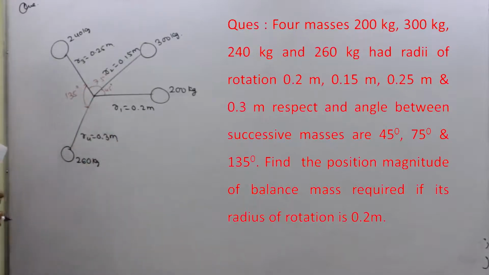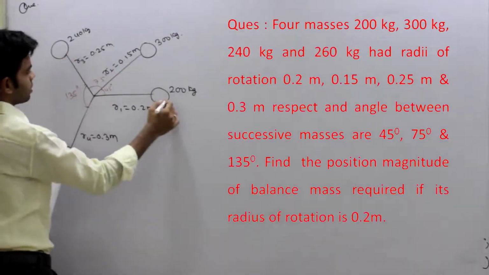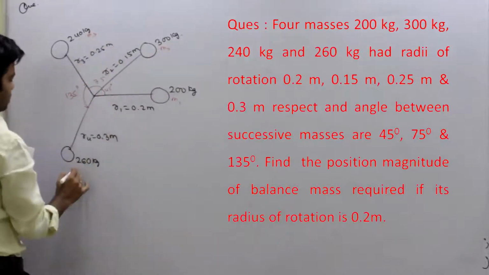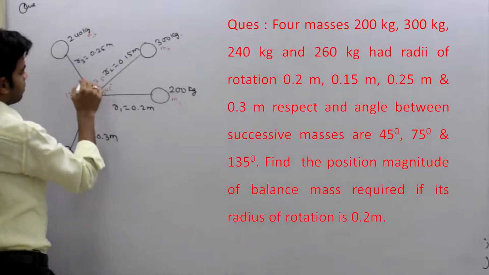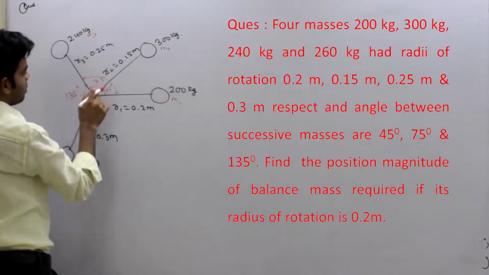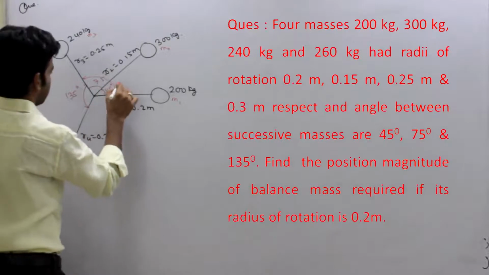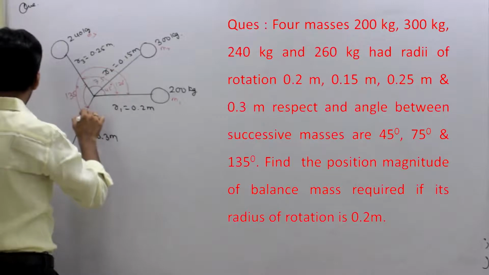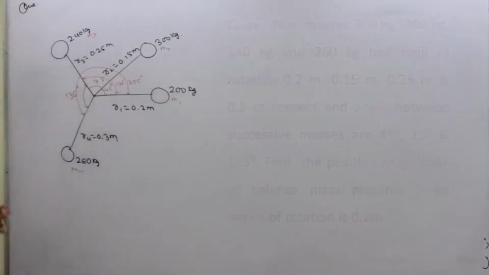Getting this or not? So from here you can conclude one thing: suppose these are masses m1, m2, m3, and m4. The mass m2 is at an angle of 45 degree, mass m3 is at an angle of 75 plus 45, which is 120 degree, and the last mass is at an angle of 255 degree from the reference plane.